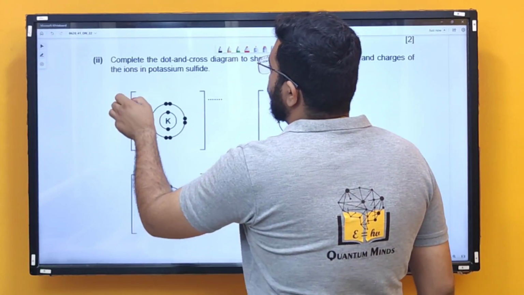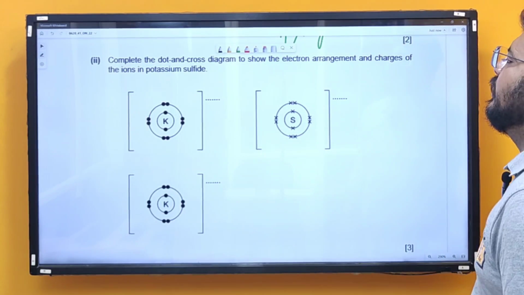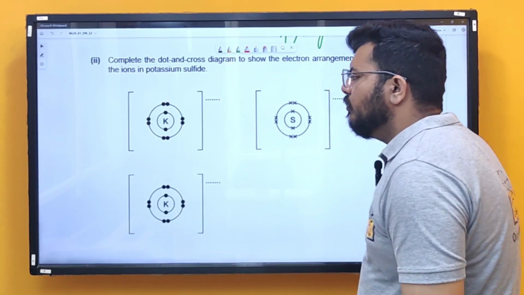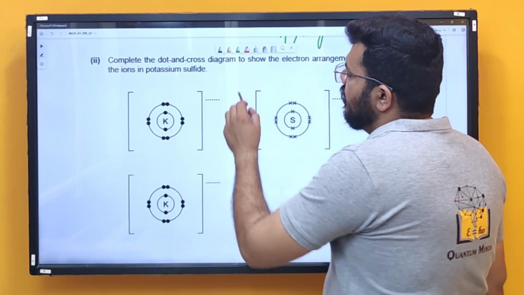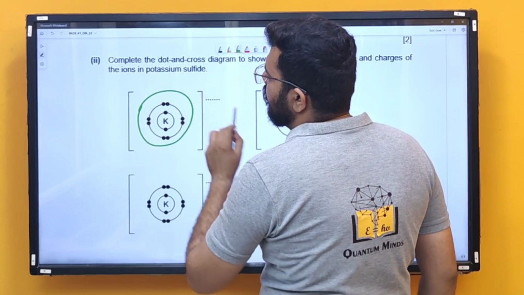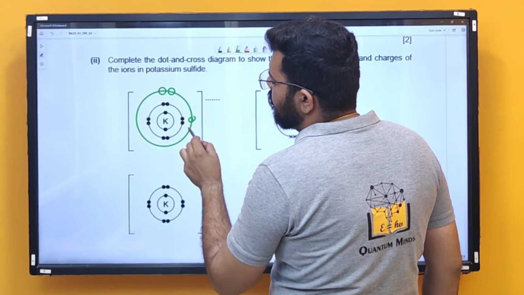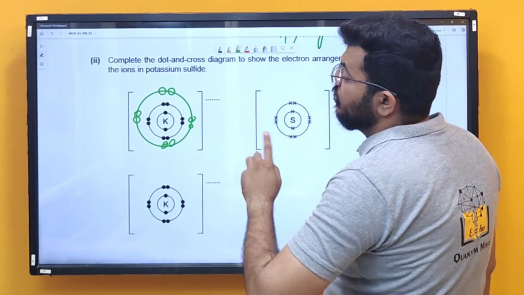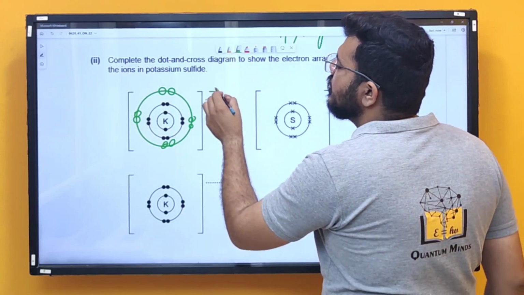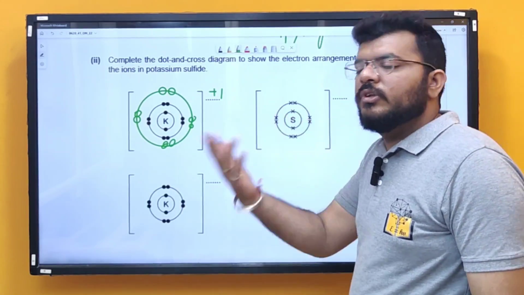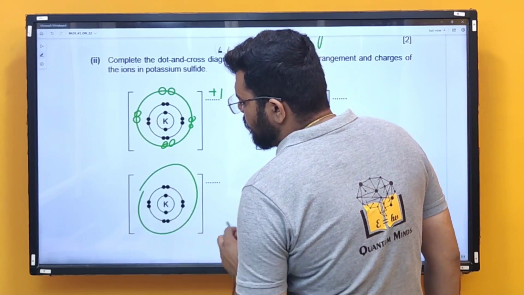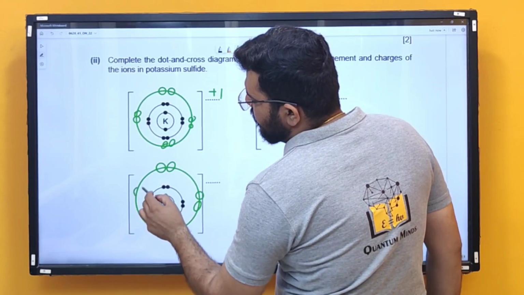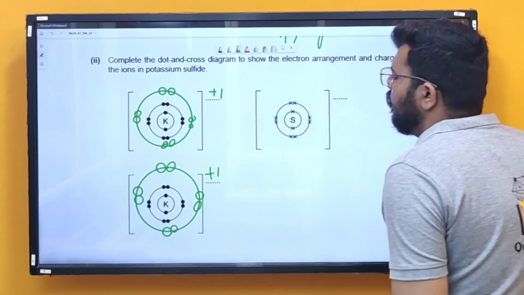Then we have complete the dot and cross diagram to show electron arrangement and the charges of the ions in potassium sulfide. Now potassium has 4 shells, it loses 1 electron from the 4th shell, so we will draw the 3rd shell and 8 electrons in the 3rd shell, right? Okay. Now because potassium has lost 1 electron, it has 1 proton more than electron and therefore plus 1 charge. The same thing happens with this one as well. 1, 2, 3, 4, 5, 6, 7 and 8 and therefore plus 1.